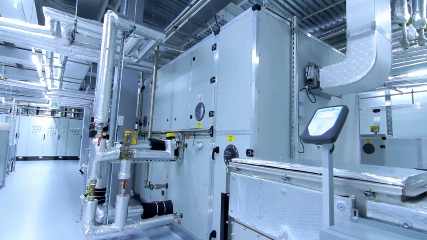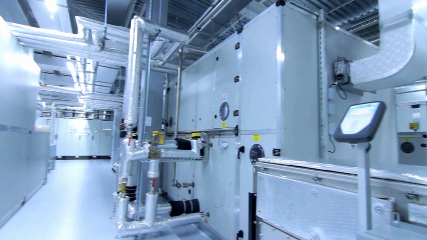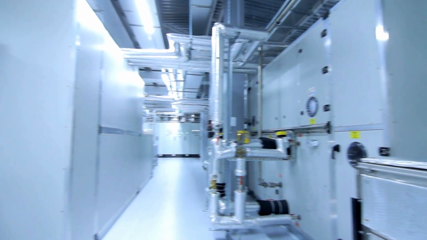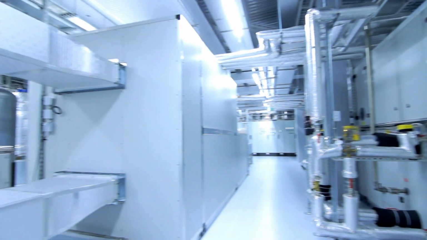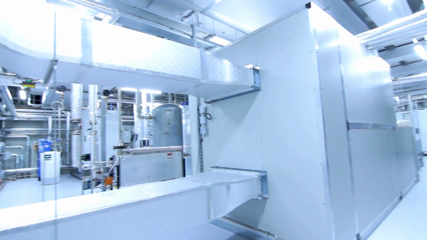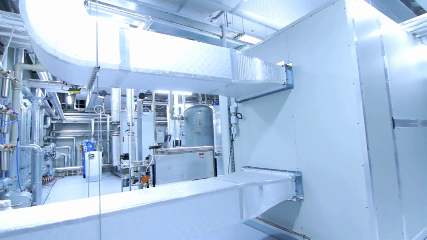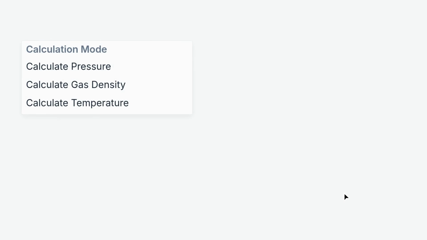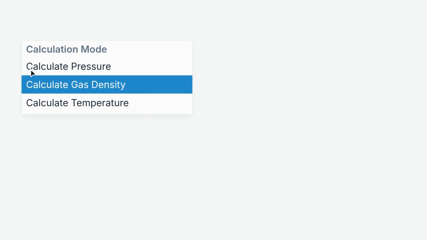Let's examine the inputs. First, you'll see the Calculation Mode dropdown, which offers 6 options. Calculate gas density, calculate pressure, calculate temperature, calculate molecular weight, calculate mass from volume, and calculate volume from mass. For this demonstration, we'll select Calculate Gas Density.